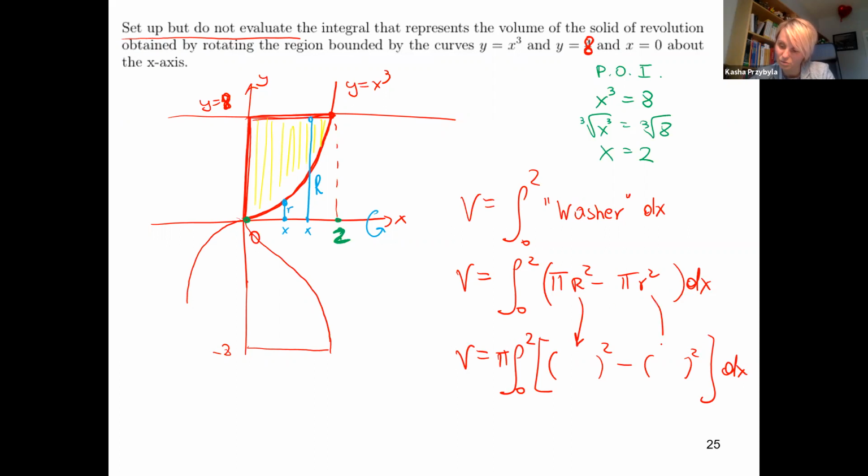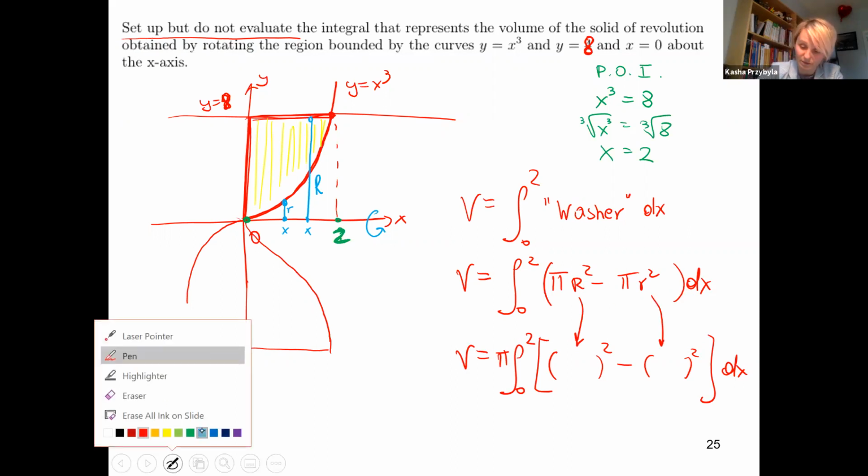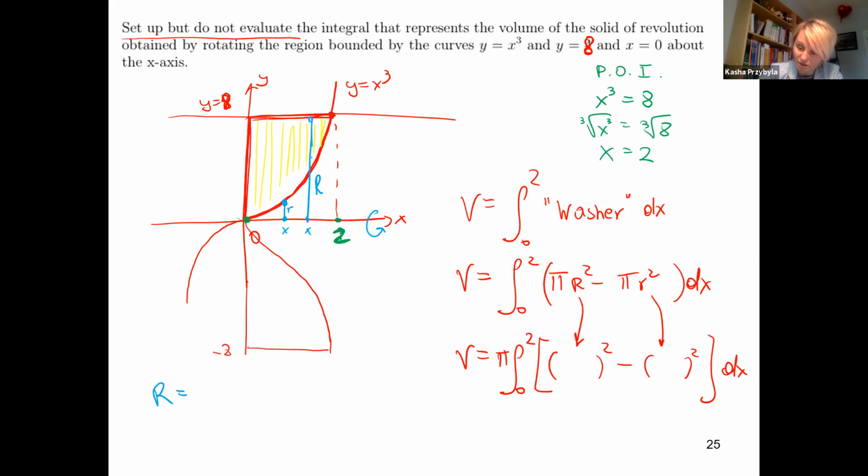We need the outer and inner. And now who can tell me? I can use blue color. What is the outer radius? The outer radius, we can see, is simply 8. That's the y value. And what about the inner radius? It's the y value, but in terms of x, how is this y defined? Okay, I think I have it, x cubed. That means this is 8 and this is x cubed.